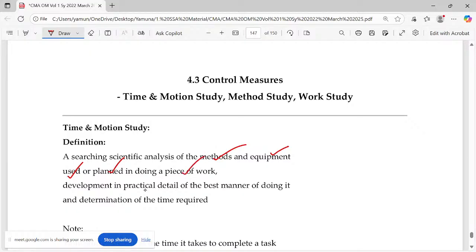It's developed in practical detail the best manner of doing it, and it will be determined how much time is required. Please highlight: we are not describing the method, we are analyzing the method. We are analyzing how this method is utilized to do the work, but we are focusing on time requirement. That's what I highlight because all three studies will look somewhat similar. So when we talk about time and motion study, for this method, for this work, how much time is required? That's about time and motion.